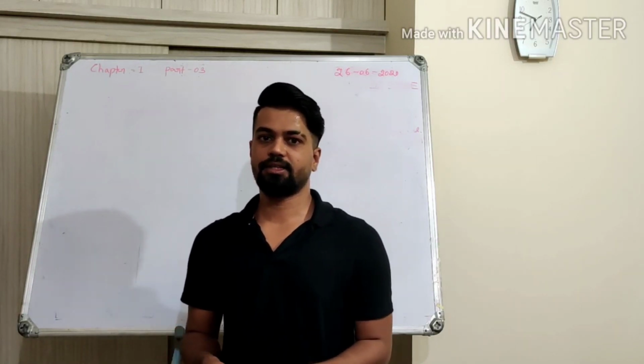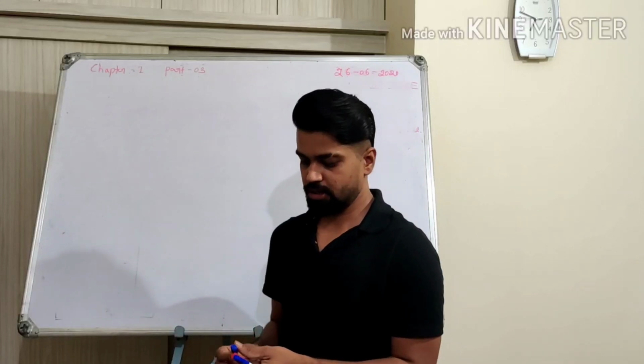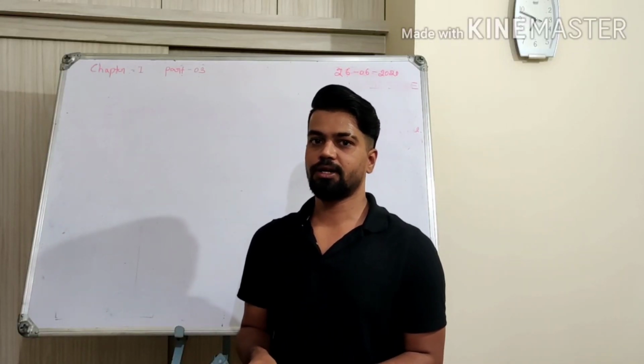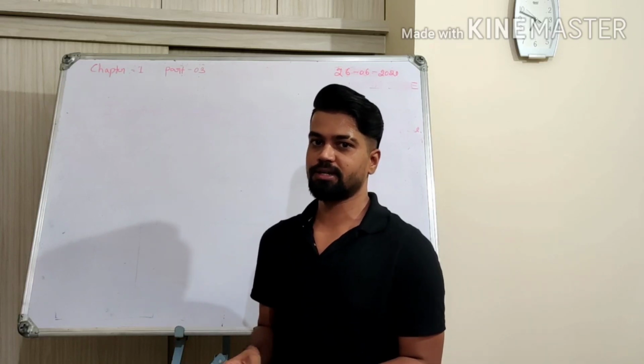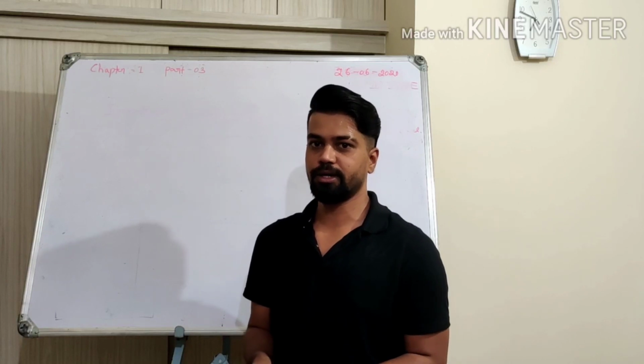So we are now in the third part of the first chapter, rational and irrational numbers, right? I think you have seen the first two videos. We went through the introduction and also understood the properties of rational numbers, their addition, closure property, commutative property, all that we understood, right?